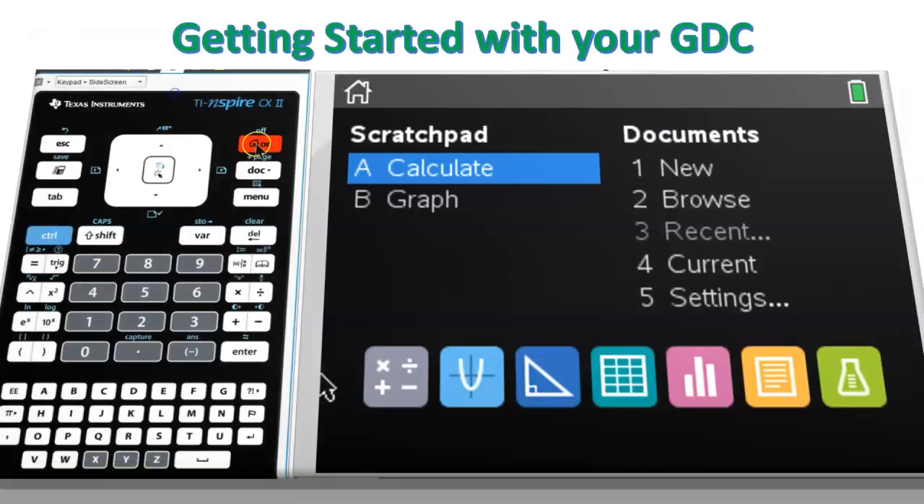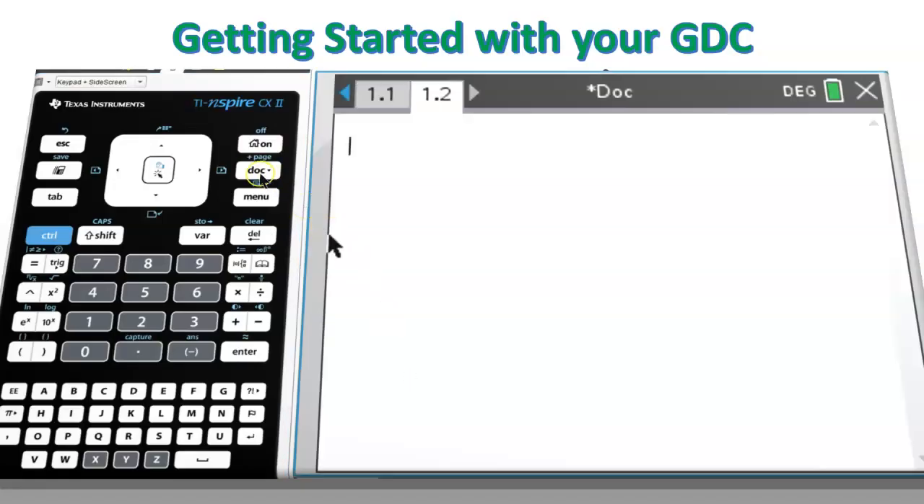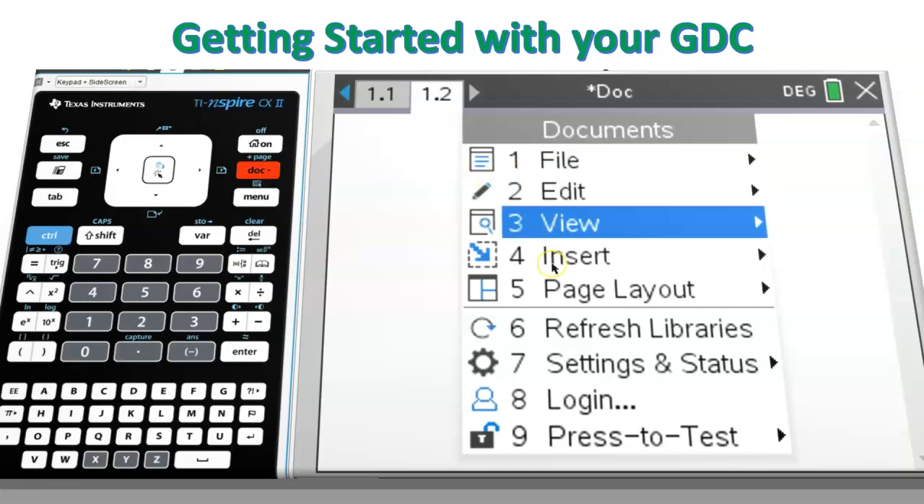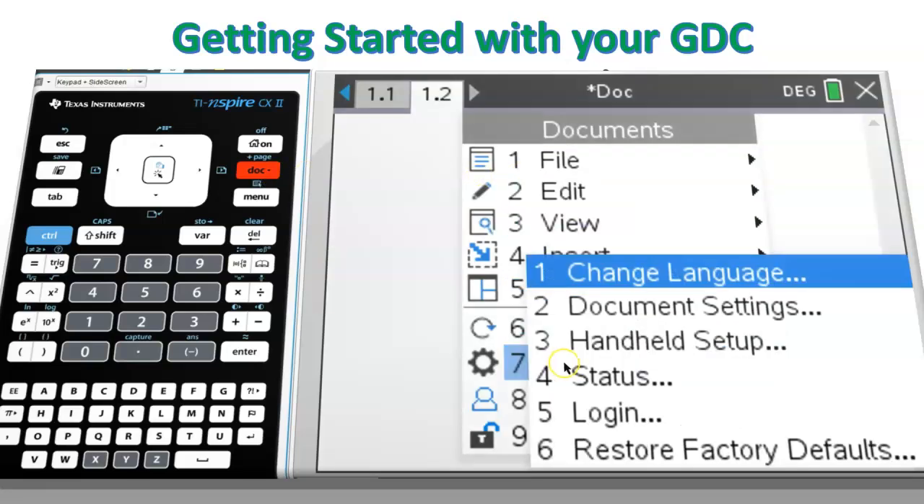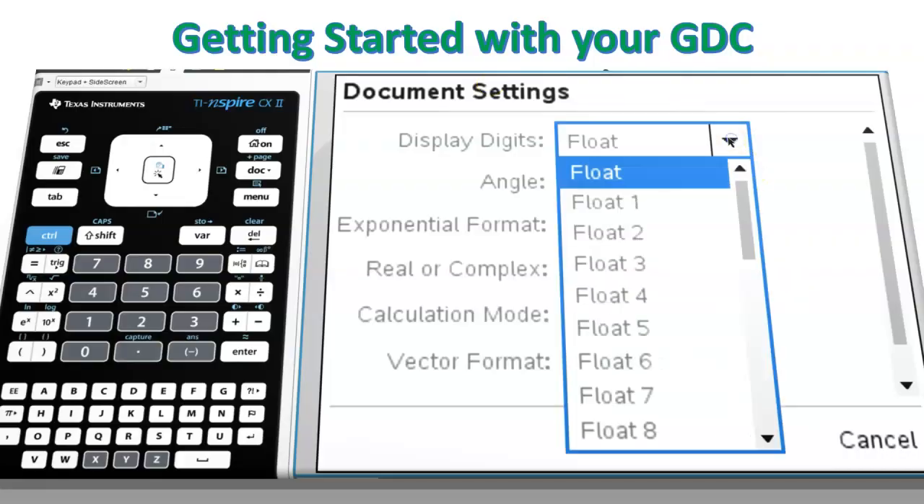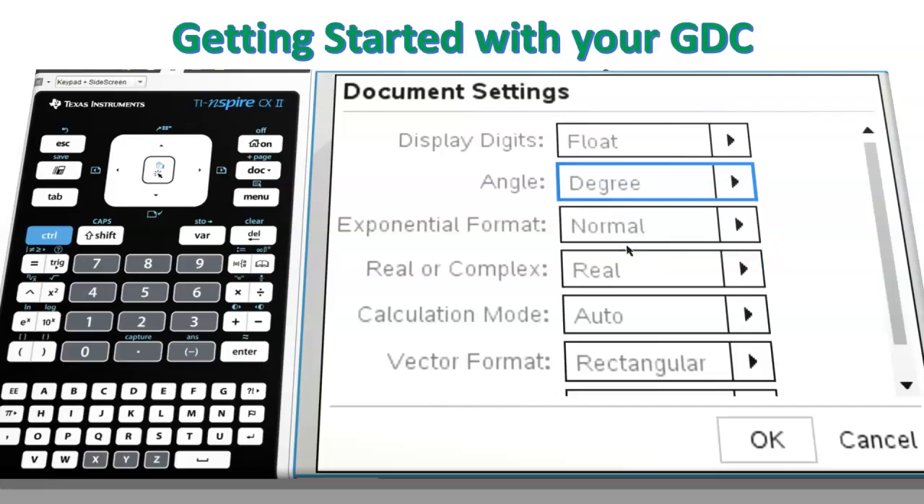Before we get started here, I need you to take a look at your GDC. We're going to have to make sure it's ready to produce answers that we understand. So you go to the document settings, meaning it's going to be set in degree mode. Down here to settings, change the document settings, and make sure that the rounding off is just float, and the angle measurements are set for degrees. Sometimes it will say one of the other two, radians or gradians, just change it back to degrees. And that's it for that.